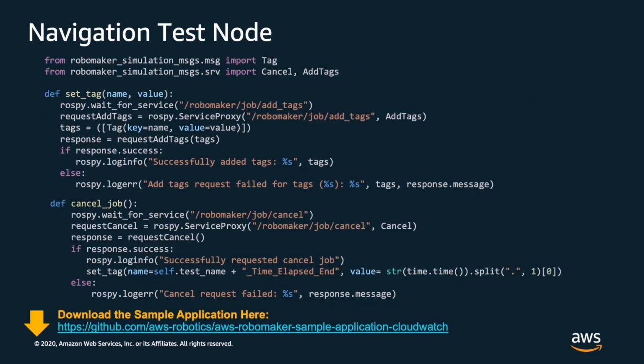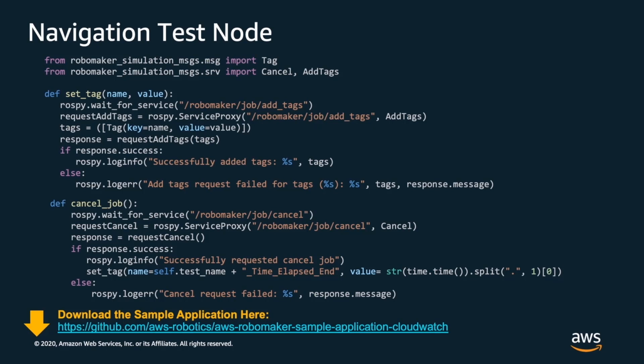Okay, so once your simulation job is running, so once we have our test running, we're going to need a way to report the results as well as stop the test once it's completed. So AWS RoboMaker provides 2 local services in your simulation job to enable this workflow.